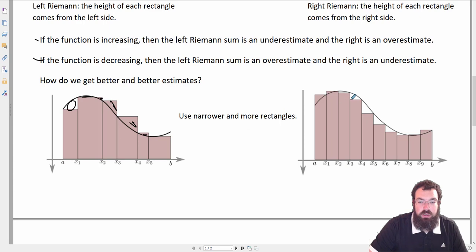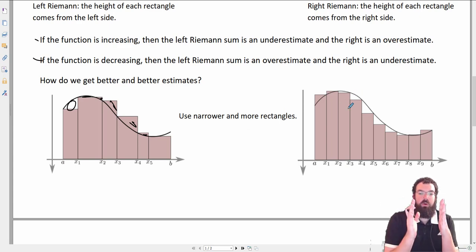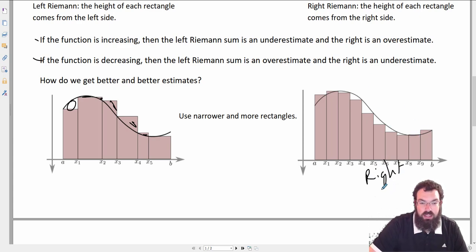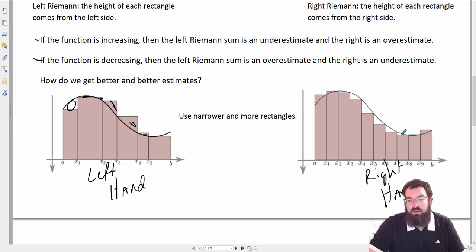If we look at this one, my rectangles are narrower and narrower, and this is a right-hand Riemann sum, and this is a left-hand Riemann sum. You can definitely see that from the right side it looks even closer because there's not much above it, but there are some areas that are still below it.